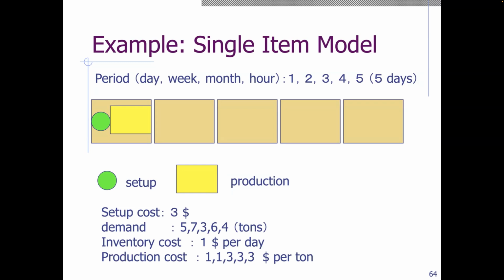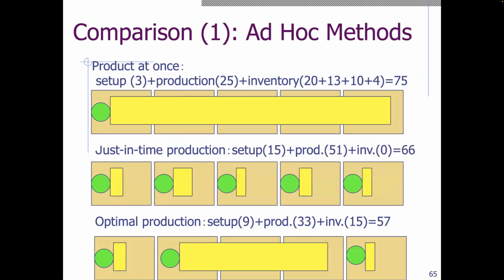The inventory cost is $1 for 1 ton per day. The production variable cost is time varying, they are 1, 1, 3, 3, 3 for 1 ton of production. The production is represented by a yellow rectangle. One trivial solution approach is to produce at once, that means to produce all the demands on Monday. In this case, the setup occurs on Monday only and the production cost is minimum, because unit production cost is 1 on Monday.